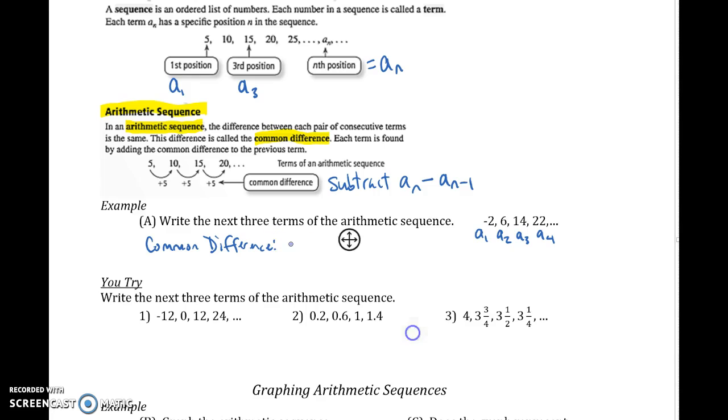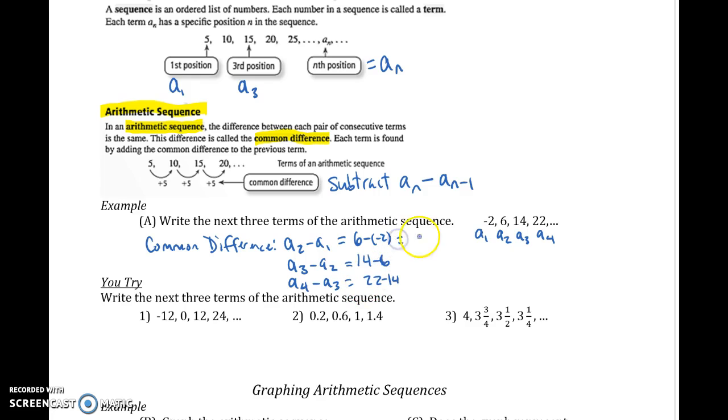What you want to do is take, for example, a sub 2 minus a sub 1, right? A sub 3 minus a sub 2, a sub 4 minus a sub 3, and check if these are all the same. So it's basically the same idea as checking for a common ratio, but instead of having x and y, we only have one set of numbers here. So I'm going to do 6 minus negative 2, 14 minus 6, and then 22 minus 14.